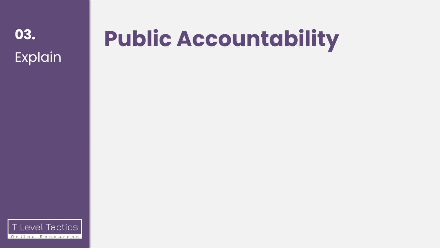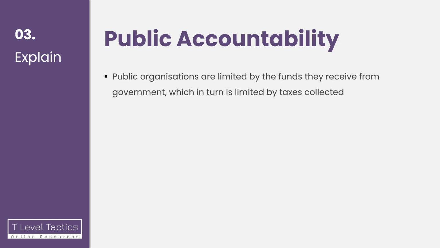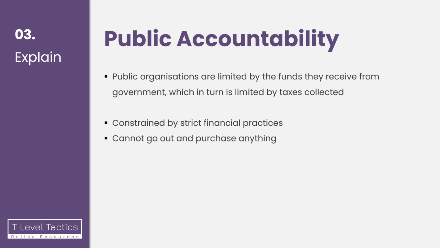Now, in the public sector, this is where things can get a bit tricky. Of course, we still want the latest and greatest, but remember, public organizations often have that funding from the government. Sometimes it can be quite limited by that funding. In turn, that funding is limited by any taxes collected by the government. This means they can be quite constrained by their budget, but also by the financial practices they must use when they purchase things. For instance, they can't just go out and buy anything, certainly not for large projects anyway.